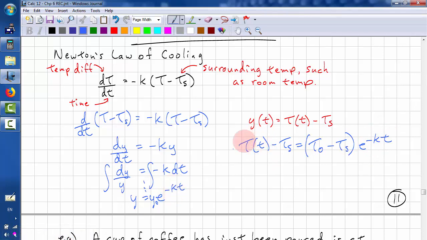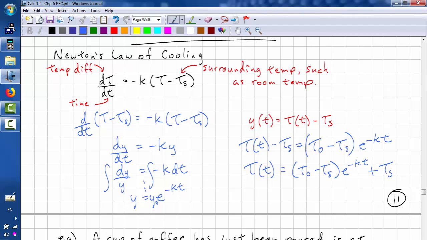Okay, and we just want our formula in terms of T. So this goes over to the other side, and we have T(t) equals (T naught minus Ts) e to the minus kt plus Ts.